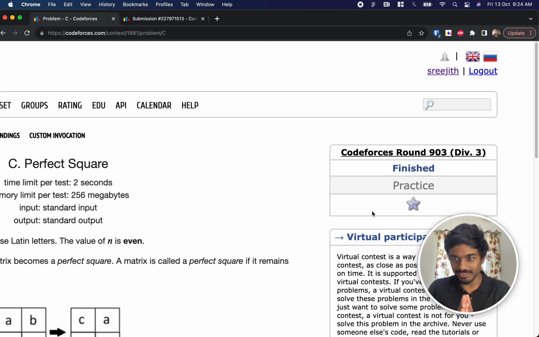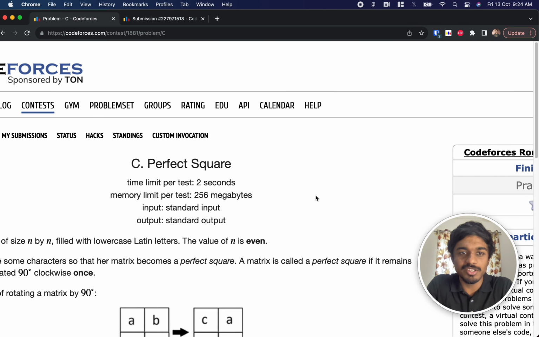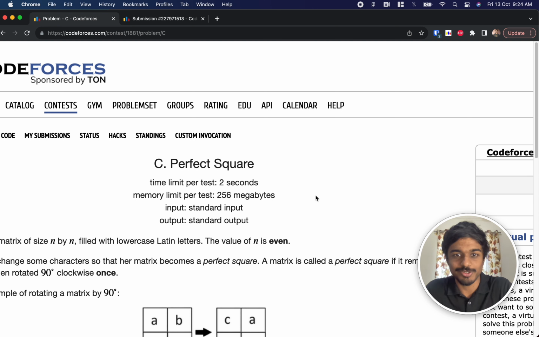Welcome back. This is Codeforces Round 903 Div 3. We're going to solve the third problem, which is called Perfect Square. So let's understand the problem first.